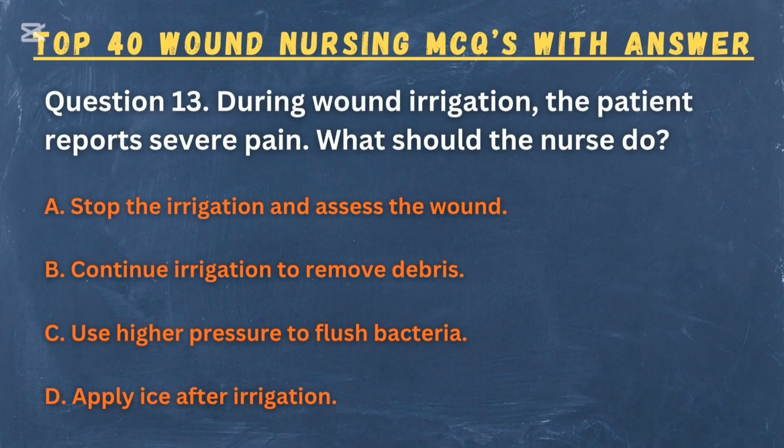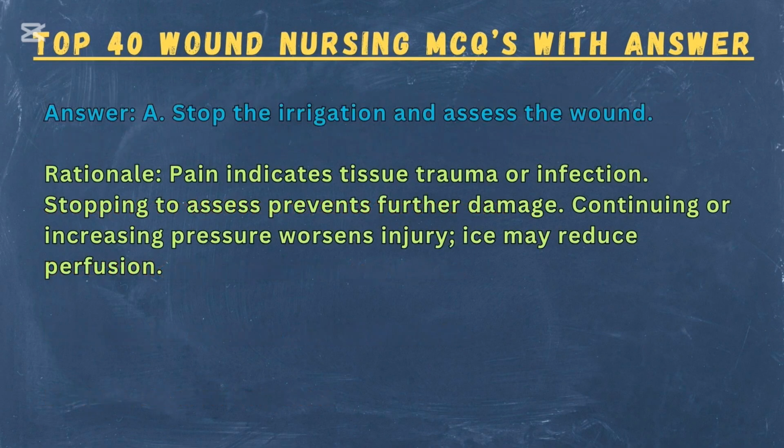Question 13. During wound irrigation, the patient reports severe pain. What should the nurse do? A. Stop the irrigation and assess the wound. B. Continue irrigation to remove debris. C. Use higher pressure to flush bacteria. D. Apply ice after irrigation.